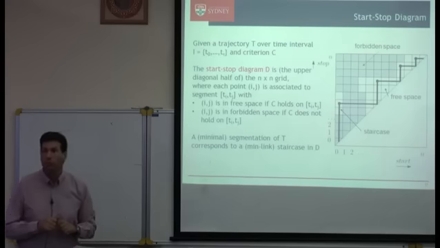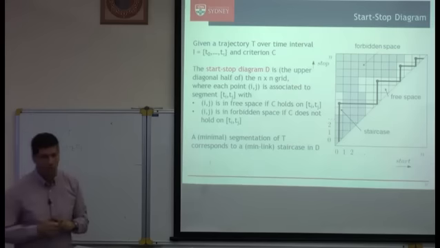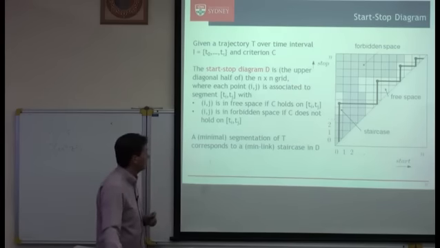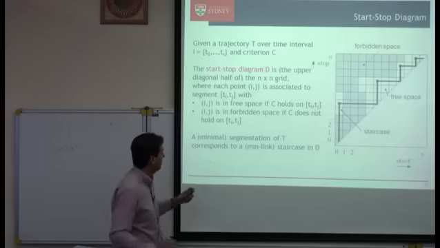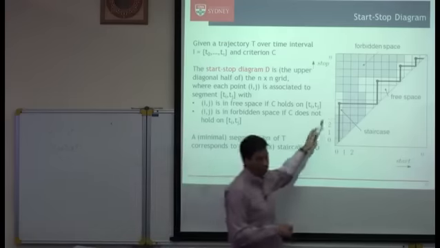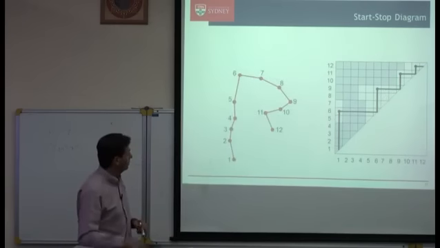So finding a minimum link path in a simple polygon with holes is awfully hard. Okay, so a minimal segmentation of T corresponds to a minimum link staircase in D. So I'll show you how that looks.